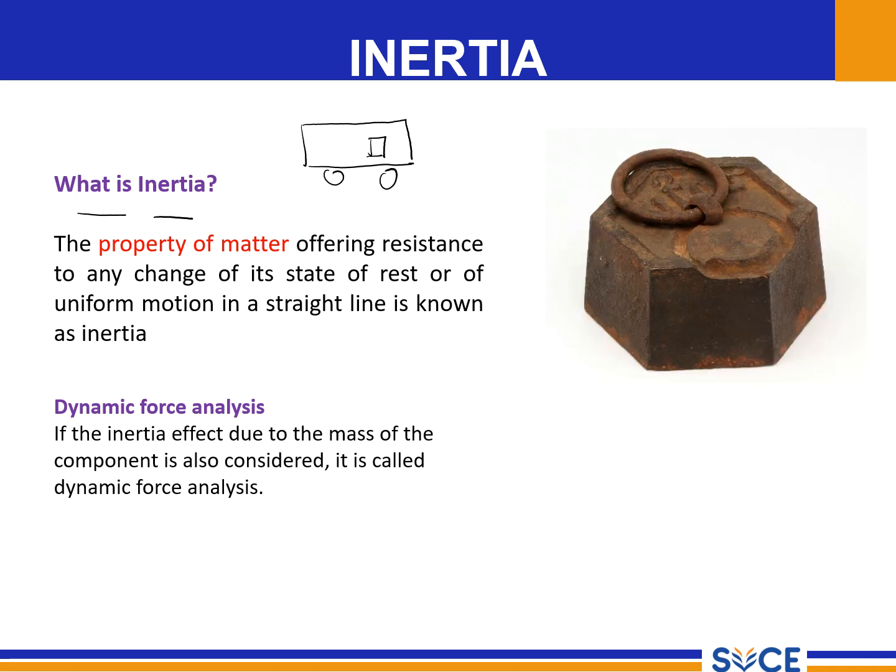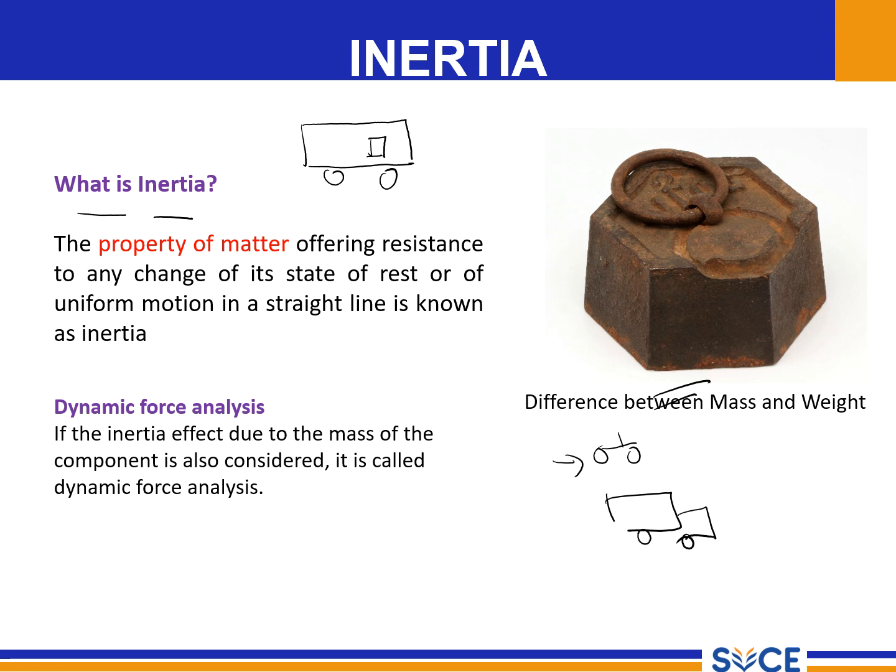In machine dynamics, inertia plays an extremely important role because moving machine parts continuously accelerate and decelerate. Inertia is proportional to the mass. That's why moving a bicycle is easier than moving a truck. The mass of the truck is more than the bicycle, so the inertia effect is much more in the truck.